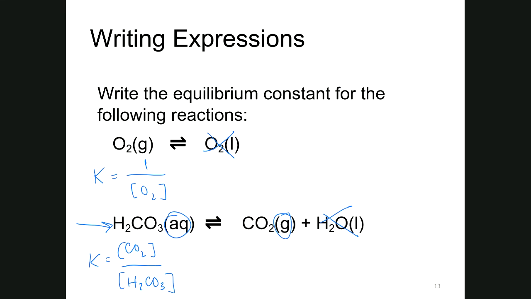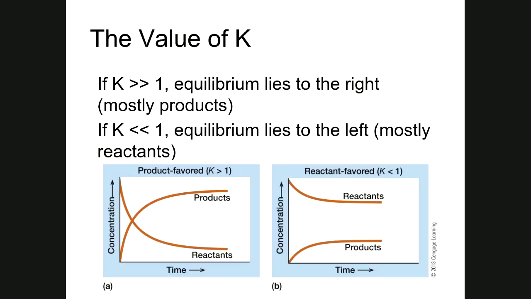So one last point that I need to make about K is its magnitude, or its value, size. So we can determine, based on the value of K, if a reaction is product heavy or reactant heavy. And what we mean by that is eventually when we hit equilibrium, are we still going to have more reactants than products, or are we going to have more products than reactants? So if K is greater than 1, that means that we have mostly products. Because remember, our value of K is equal to products over reactants.